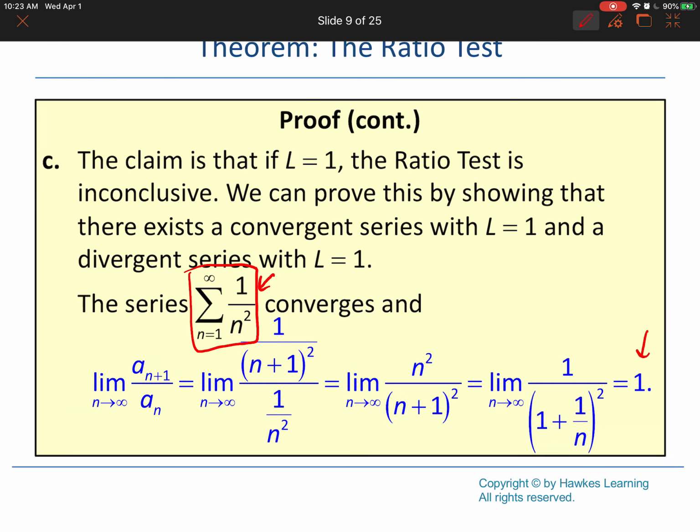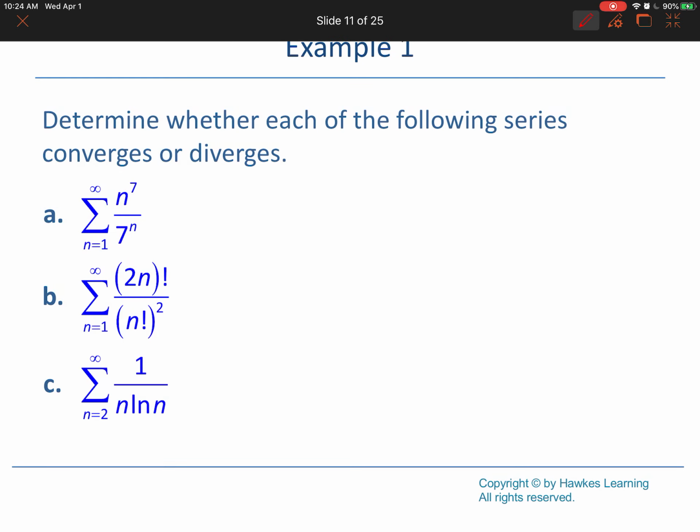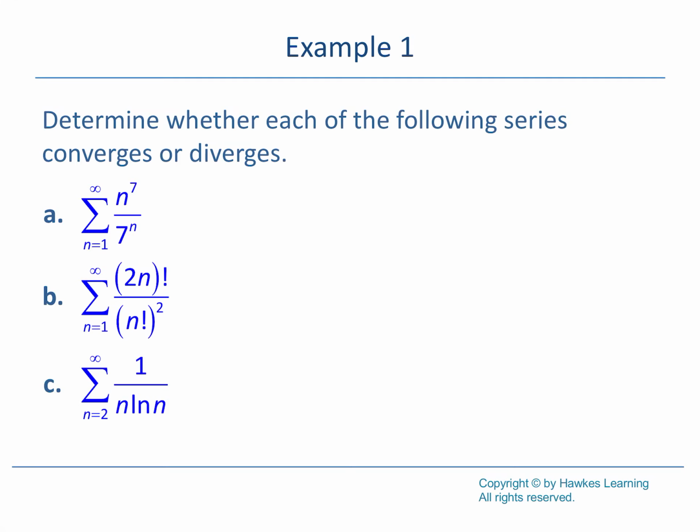So there's two examples. They could go either way. All right, now let's take a look at some series here in example 1. Let's think about whether each of these converges or diverges.